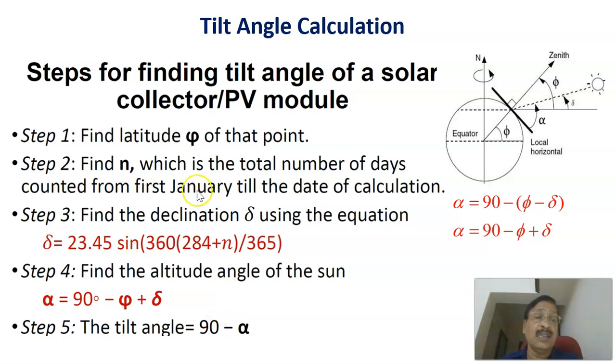Therefore the steps are: first phi, then you calculate delta, and knowing phi and delta you can calculate alpha. Knowing alpha you can calculate the tilt angle equal to 90 minus alpha. These are the steps involved to calculate the required tilt angle.